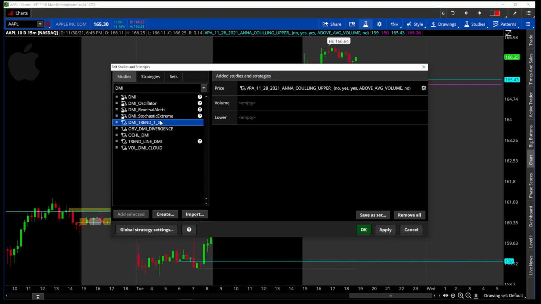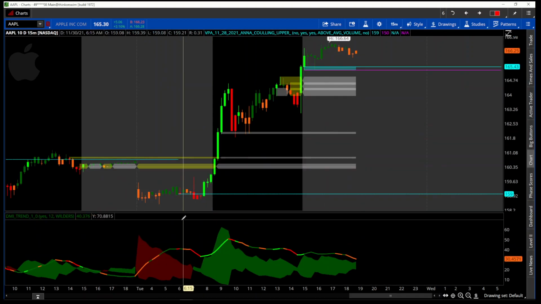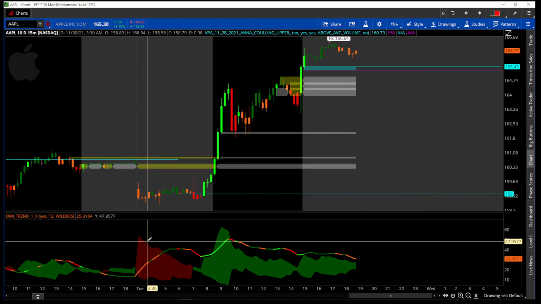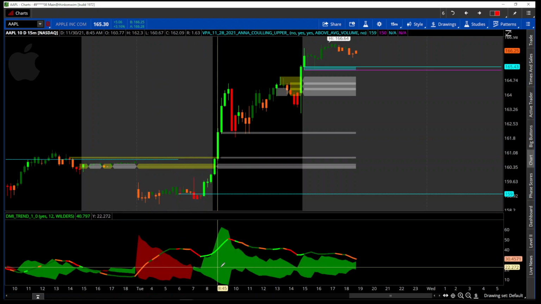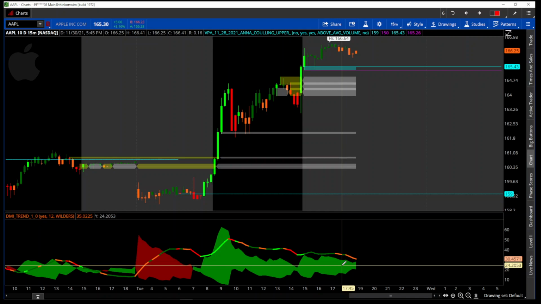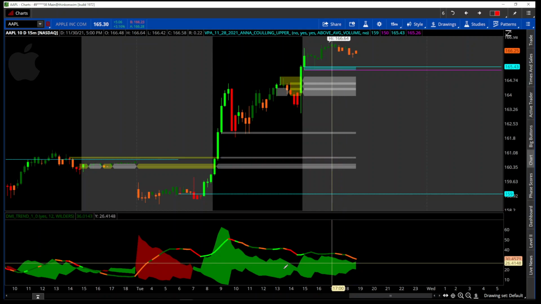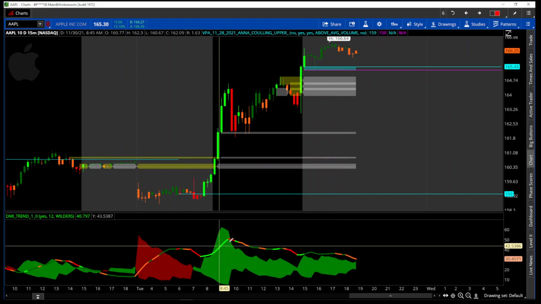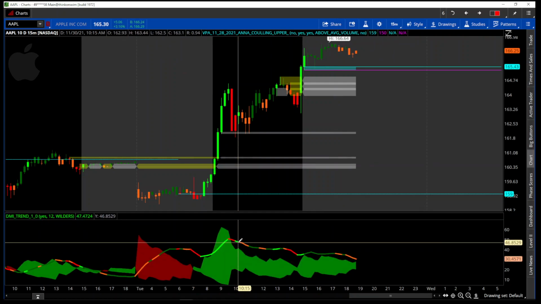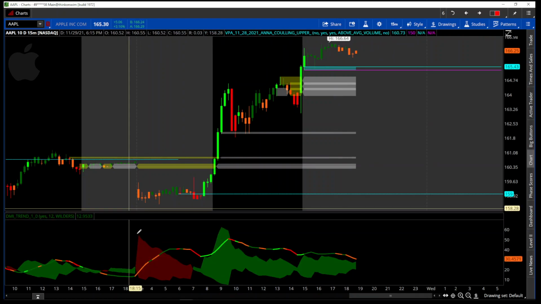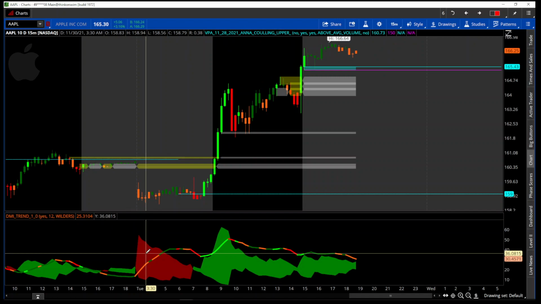And the indicator is called the DMI Trend. Basically, I've gotten rid of the positive DMI and the negative DMI, and I replaced it with a cloud. If you're familiar with the ADX, that's what this main line is that I left on there. What I did was I made it DMI, directional move indicator, and basically it just tracks trend.